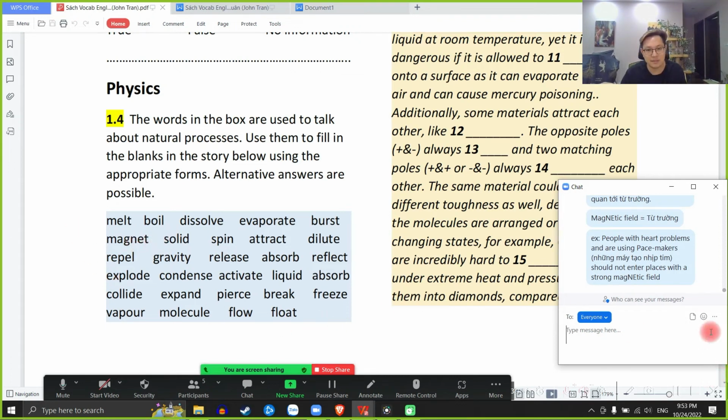Okay, magnet. Next one, solid. A solid, it's chất rắn. It also means ở thể rắn. So the verb form is solidify.